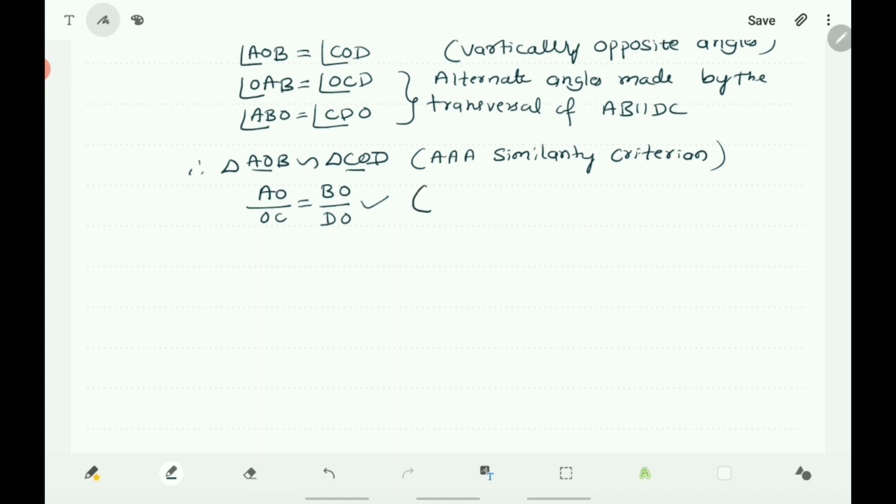The reason is here: sides of similar triangles are proportional. Sides of similar triangles are proportional. The reason is this one.